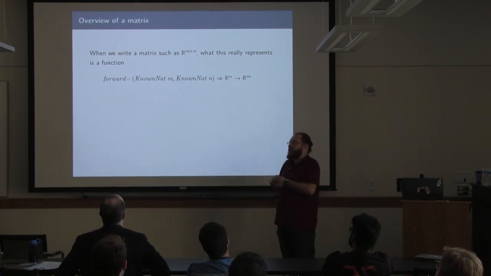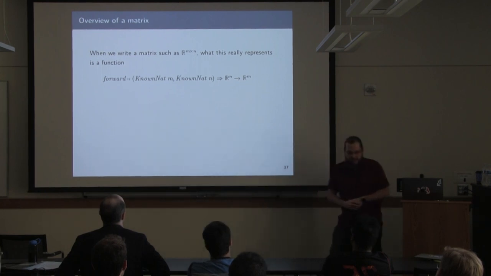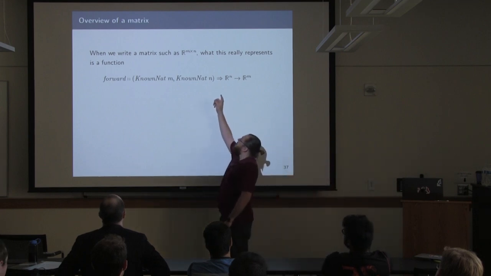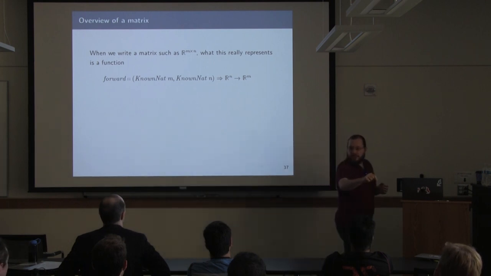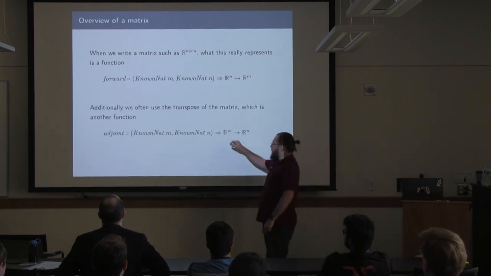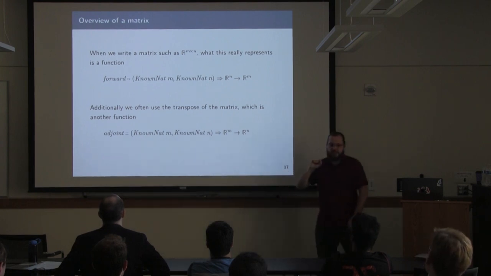That's all there is. These are called first order methods, and they basically only ever require those two pieces. So what a matrix really represents is a pair of two functions. It's a function that goes from your input space of size n and gives you something in your output space of size m. And similarly, another function, an adjoint, that goes from your output space, size m, back to your input space, size n.